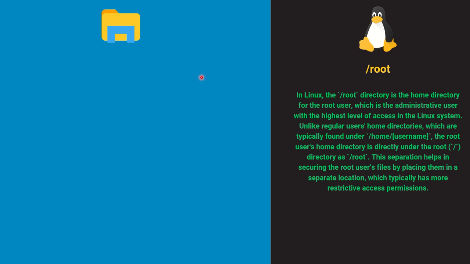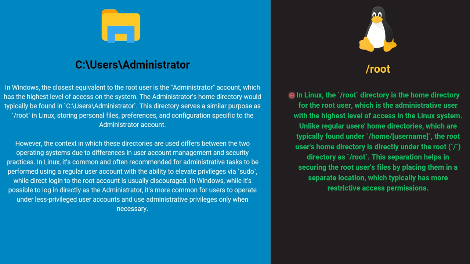If we have to understand this more by comparing it with Windows, we would say that C:\Users\Administrator is the equivalent directory, that can be said to be equal to the /root that we have in Linux. The context in which these directories are used differs between the two operating systems due to differences in user account management and security practices. In Linux, it's common and often recommended for administrative tasks to be performed using a regular user account with the ability to elevate privileges via sudo.